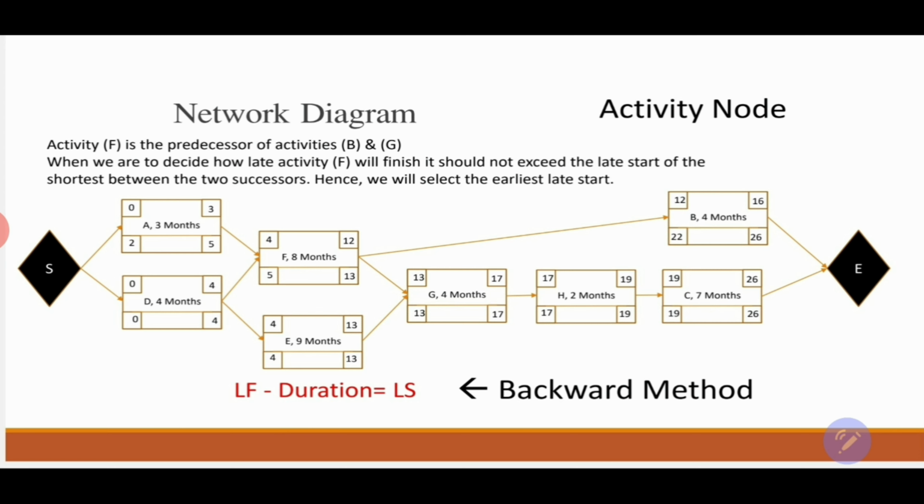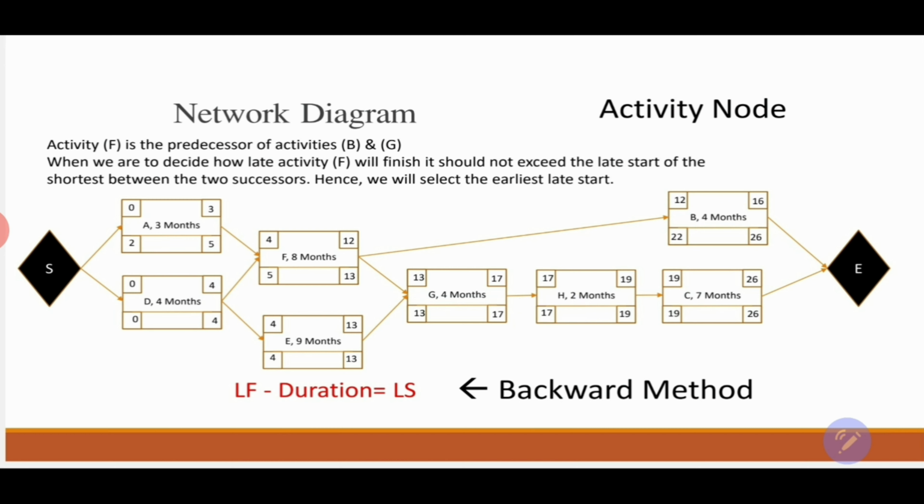Activity H has a duration of 2, and the late finish of the activity H will be the late start of the activity C, which is the successor. So when we are going backward, we're going to take the late start of the successor, and that's going to be the late finish of the predecessor, and in the H case it is 19. Again, we use the same equation, late finish minus duration equals late start. 19 minus 2 as a duration, and that's going to be 17.